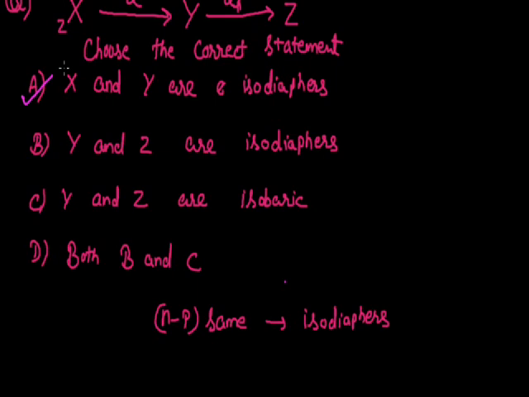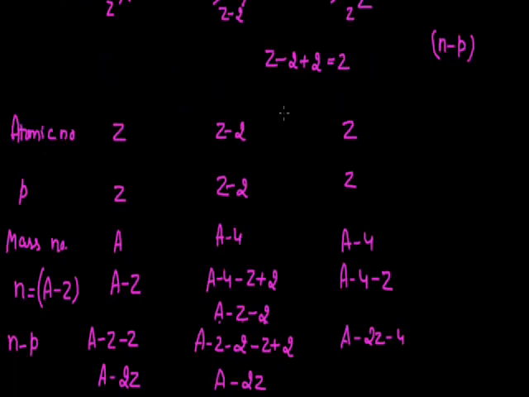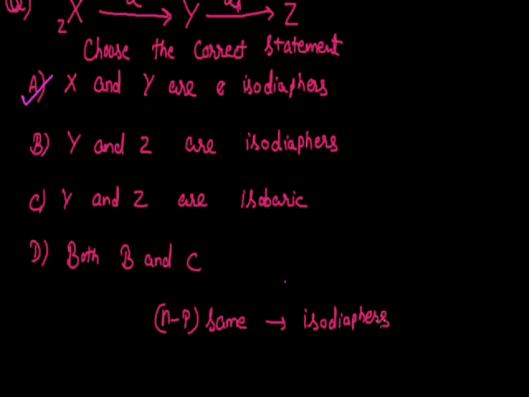Now it may be a multiple choice question. So now if we try to solve the second one, they were saying that Y and Z are isodiaphers in nature. We have calculated the value of neutron minus proton for Y and Z also. Here the value of neutron minus proton is A minus 2Z, while here the value is A minus 2Z minus 4, and these values are not the same. So we can say that Y and Z are not isodiaphers, and this statement is false.